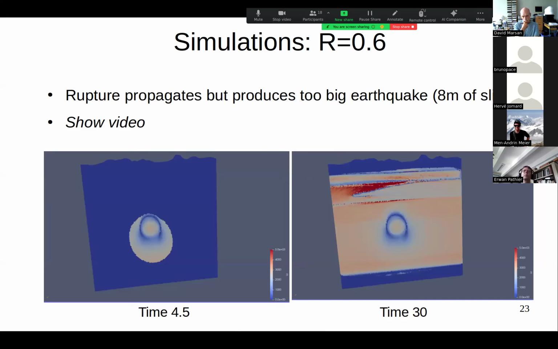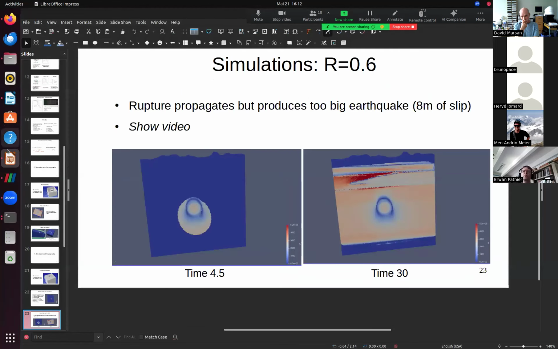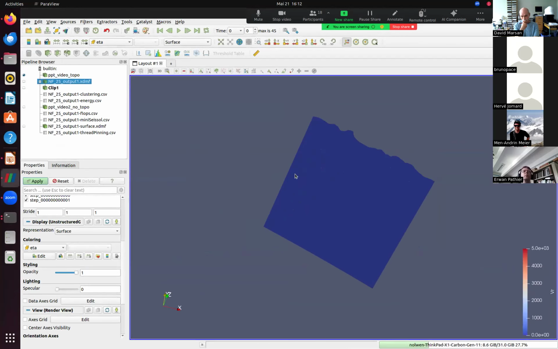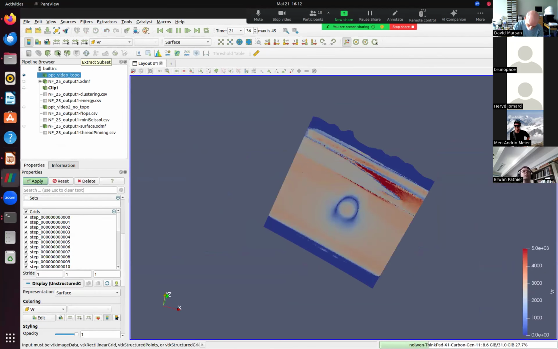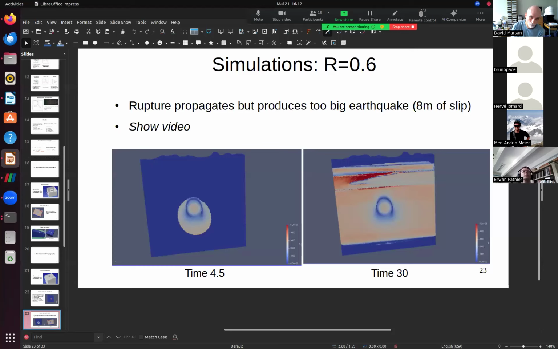And the earthquake was still too big. We had a slip of 8 meters, which is too much. And I will show you really quickly the rupture propagation, just for you to have an idea.